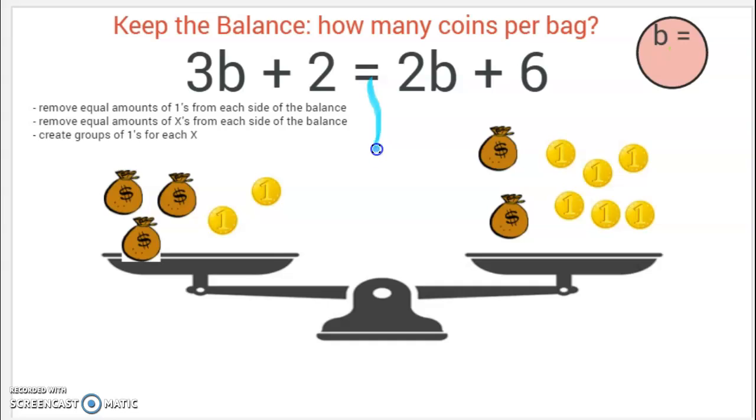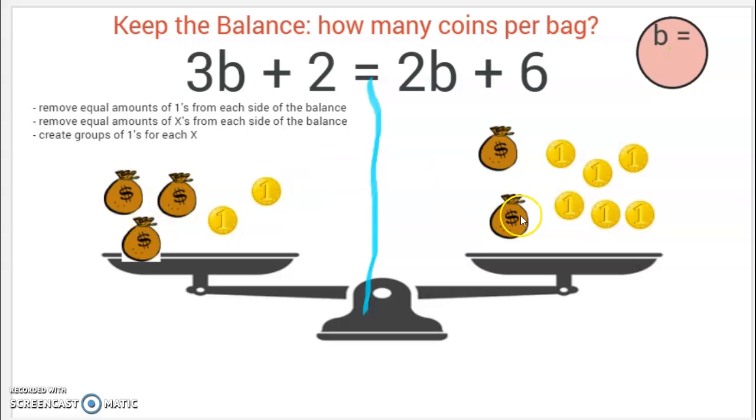If we draw a line down the equal sign, you can see that there's a left side and a right side. Okay, so if we look at our picture, the picture shows 3 bags, which represents the 3b, and then the plus 2 are the 2 coins here. On the right hand side, you've got 2b, which are 2 bags, plus the 6 coins.